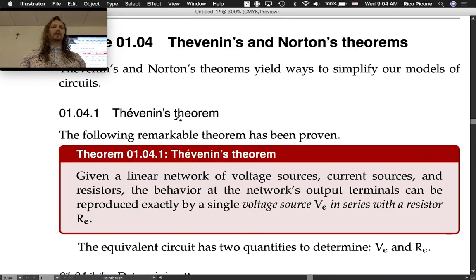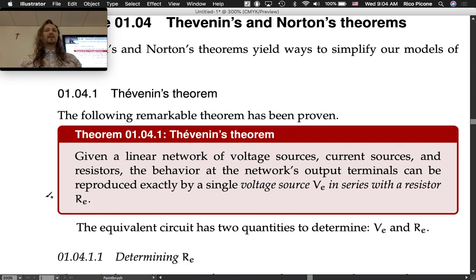So Thevenin's theorem says the following remarkable theorem has been proved. Given a linear network of voltage sources, current sources, and resistors, so those are like all the circuits we can imagine so far, right? Those are the only components we've got: voltage sources, current sources, and resistors. So given that, the behavior at the network's output terminals can be reproduced exactly by a single voltage source with voltage VE in series with a resistor RE.